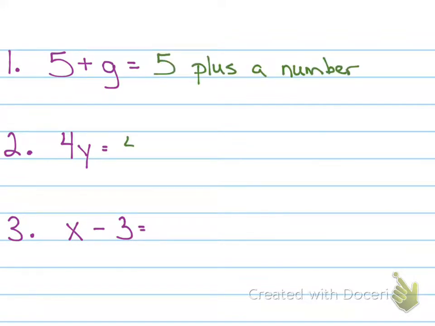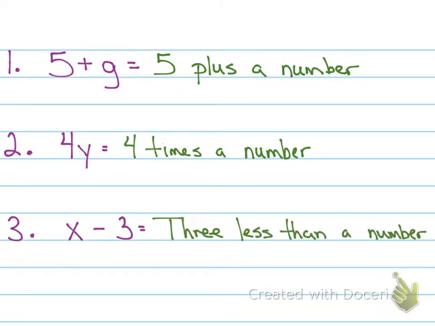I just wrote 5 plus a number. What about number 2? 4 times a number. All right, 4 multiplied by a number. The product of 4 and a number. Lots of different ways. What about number 3? A number taken from 3. Nope, that's not right. All right, 3 less than a number. Could I say that way? Yeah, because I'm taking it from the number, or just a number minus 3.